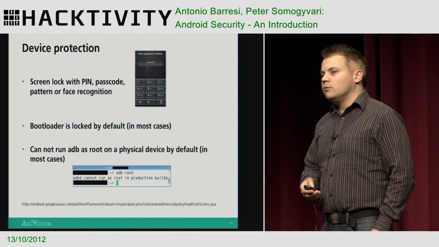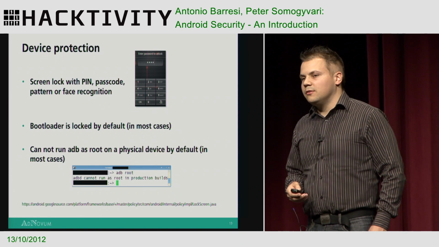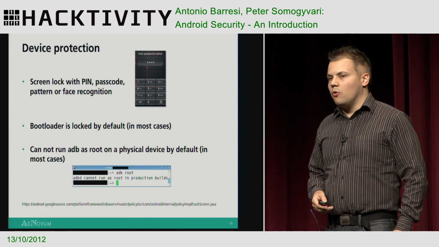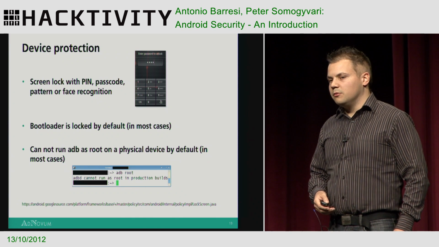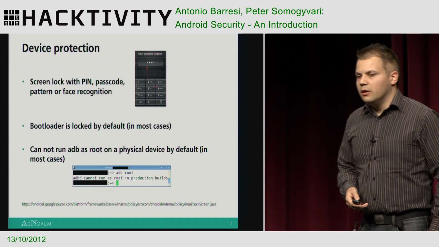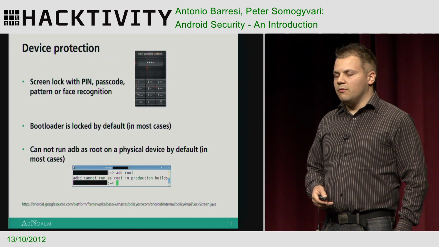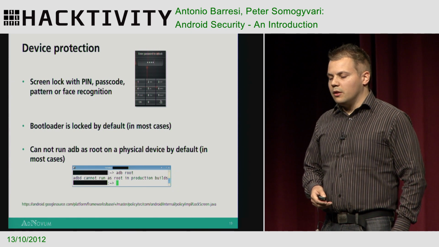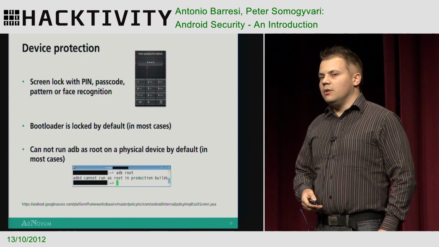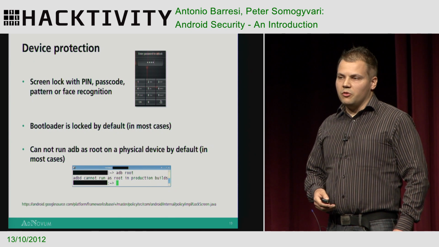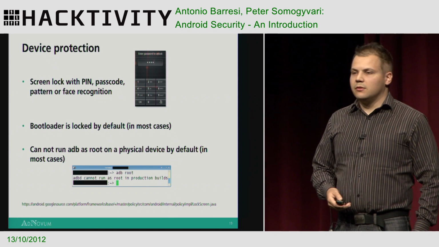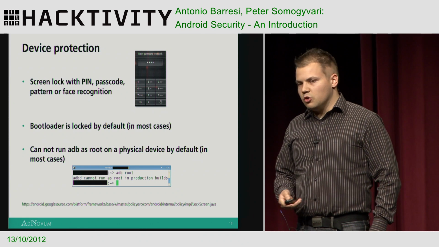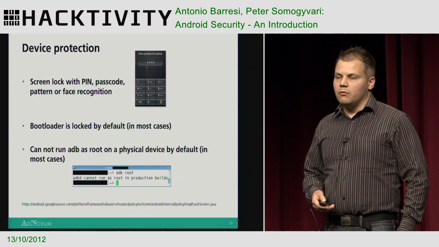The question is what the manufacturers and the Android operating system do for you to protect your device and your data. First of all, you can use the screen lock mechanism with numerous methods. And there's the bootloader, it's locked by default. You can of course unlock it, I will explain it later. The other thing is that you cannot run ADB, the Android debug bridge, with root privileges by default on a production device. ADB is simply a binary, and you can issue commands with it to your phone from a host machine of yours.